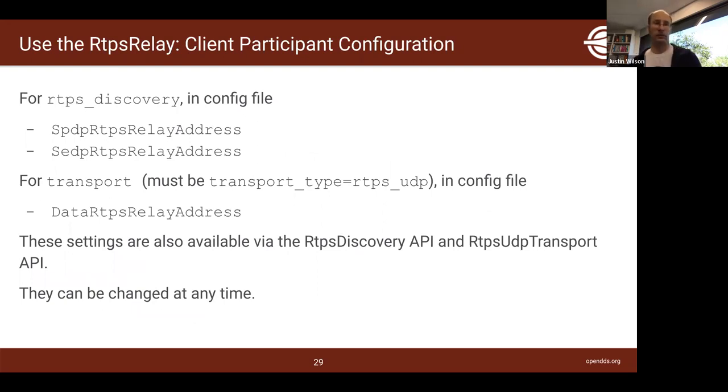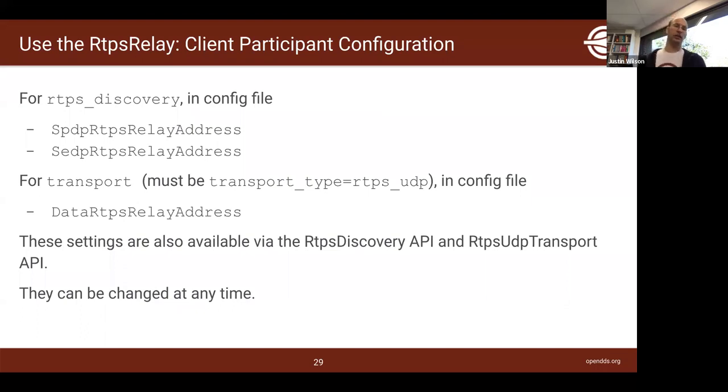So to use the RTPS relay, and this is if you're a client participant, how are you going to configure it? So first in the RTPS discovery sections in a config file, you have SPDP RTPS relay address and SEDP RTPS relay address. So those configure that I would like to send discovery messages to the relay in addition so that I can use it. In the transport side for the RTPS UDP transport, there's data RTPS relay address, which sets the third data port. There are corresponding settings available via the RTPS discovery API if you're not using a config file and you'd like to do that, and the RTPS UDP transport API.